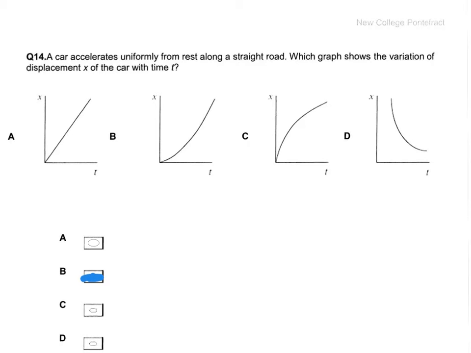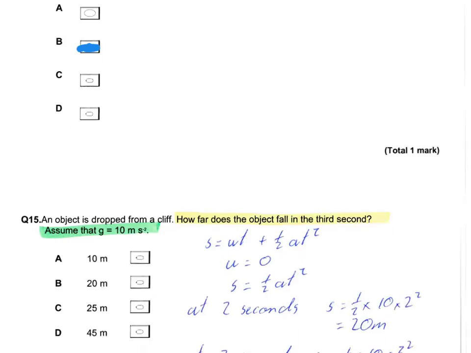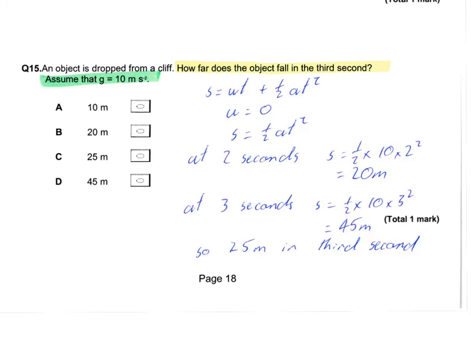If we move on to question 15, interesting question this. We've got an object being dropped from a cliff. How far does it fall in the third second? So that's the key point. Not how long does it fall until the end of the third second, so at 3 seconds, but in the third second. So that means how far does it go from when t equals 2 seconds to when t equals 3 seconds.